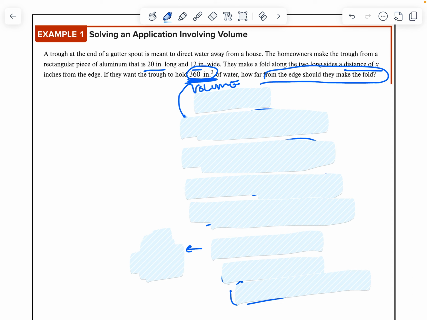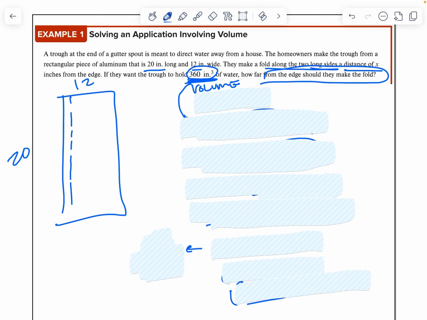Question 1, example 1. A trough at the end of a gutter spout is meant to direct water away from a house. The homeowners make a trough from a rectangular piece of aluminum. So we know we have a rectangle. The rectangular piece of aluminum is 20 inches long and 12 inches wide. They make a fold along the two long sides. So they make a fold along this side and along this side. And it says that fold is a distance of x inches from the edge. So this length is x and this length is x.